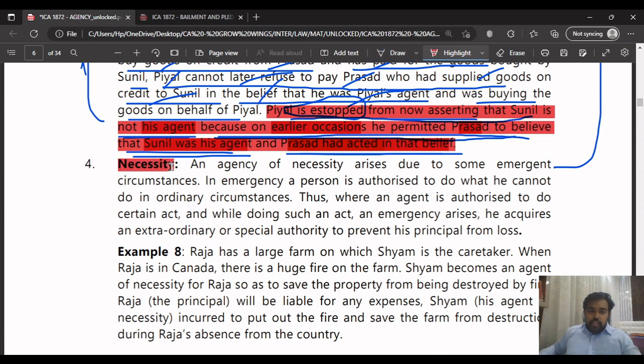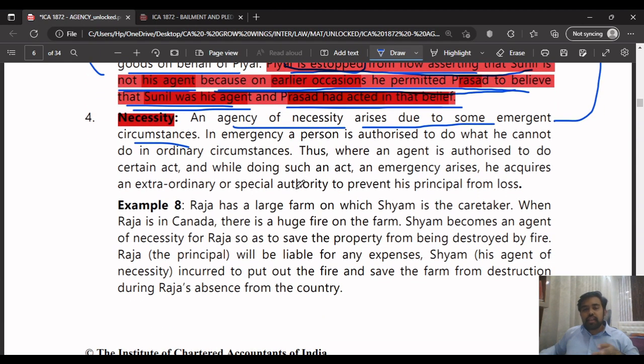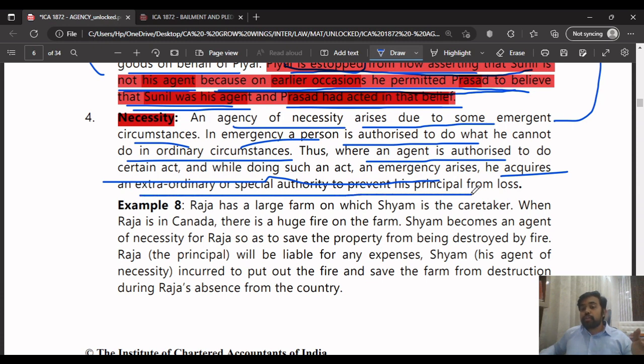Next, coming to necessity. The next mode is necessity. I'll mark the keywords and explain. Agency of necessity arises due to some emergent circumstances. It arises due to emergency. Out of necessity means out of emergency. In case of emergency, a person is authorized to do what he cannot do in ordinary circumstances. Thus, where an agent is authorized to do a certain act, and while doing such an act an emergency arises, he acquires an extraordinary or special authority to act in his principal's name, to prevent his principal's loss.